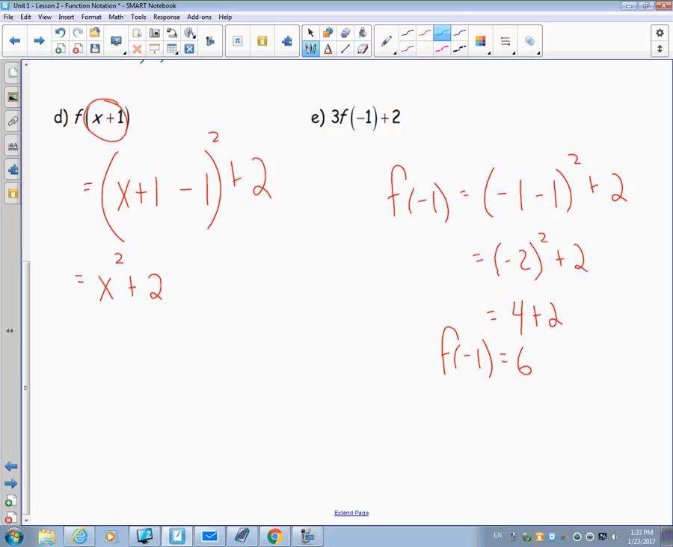When you come across an expression that's got extra parts and pieces to it, you might need to think of adding some brackets. This is the same as saying that.